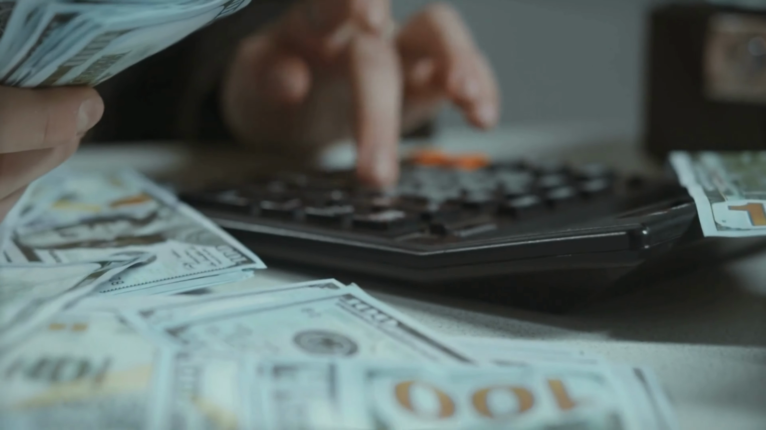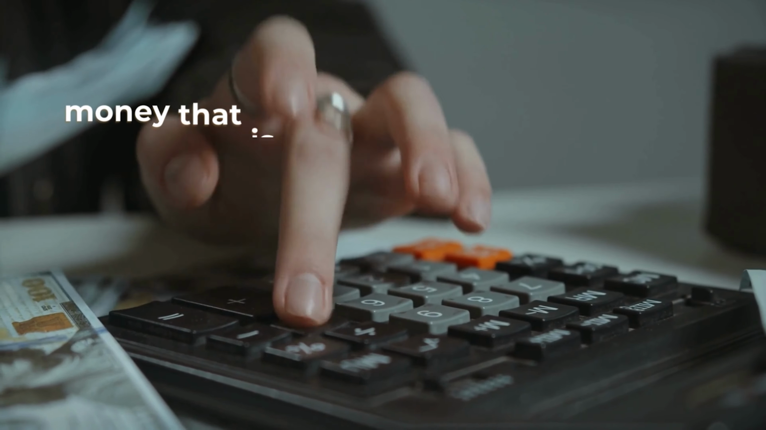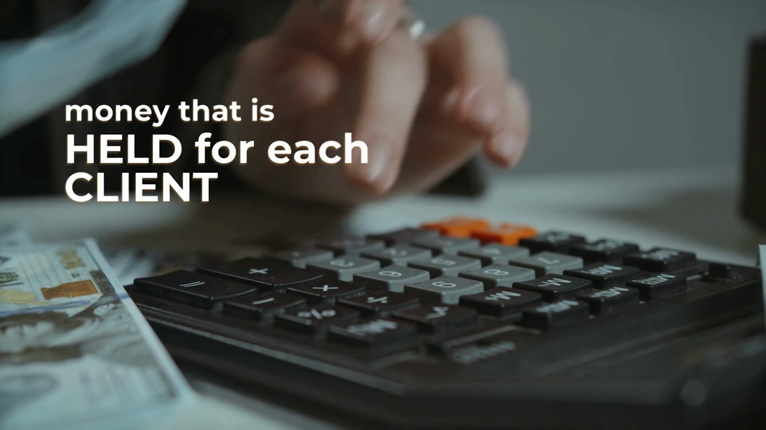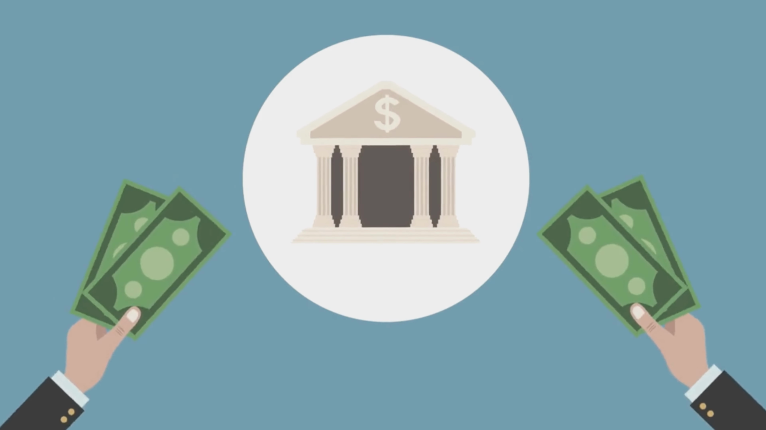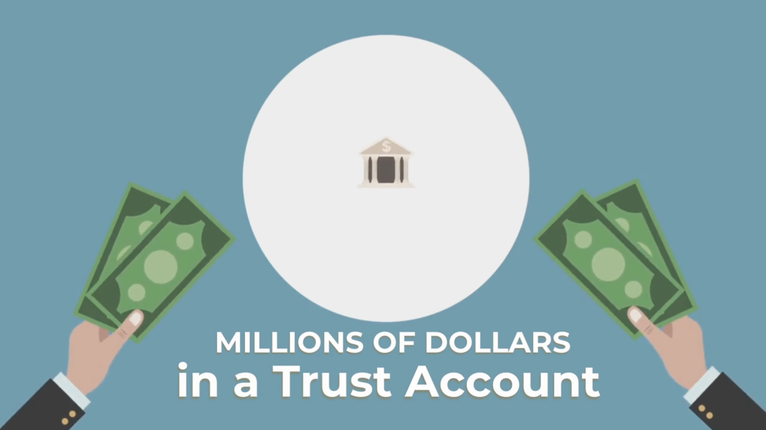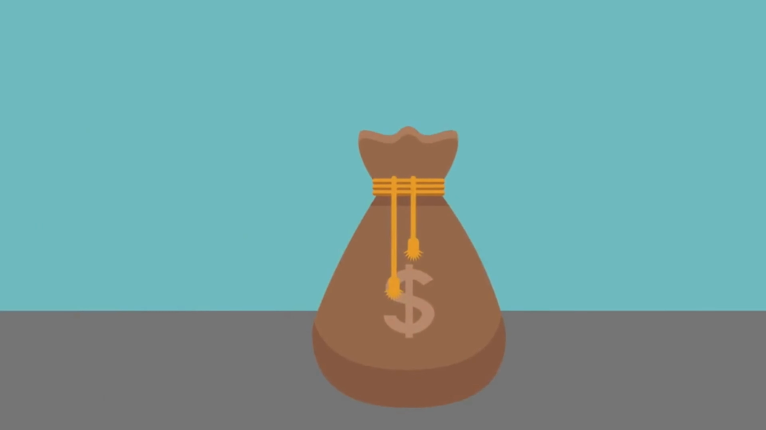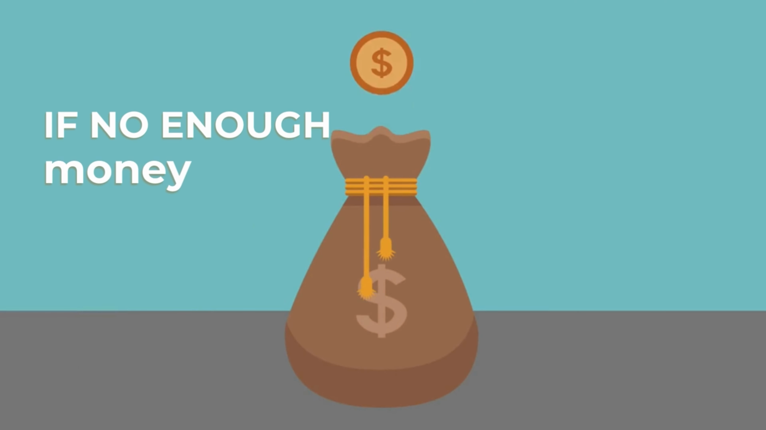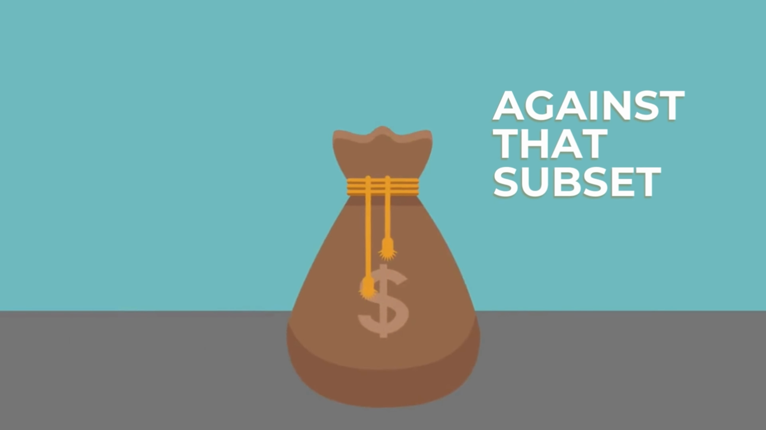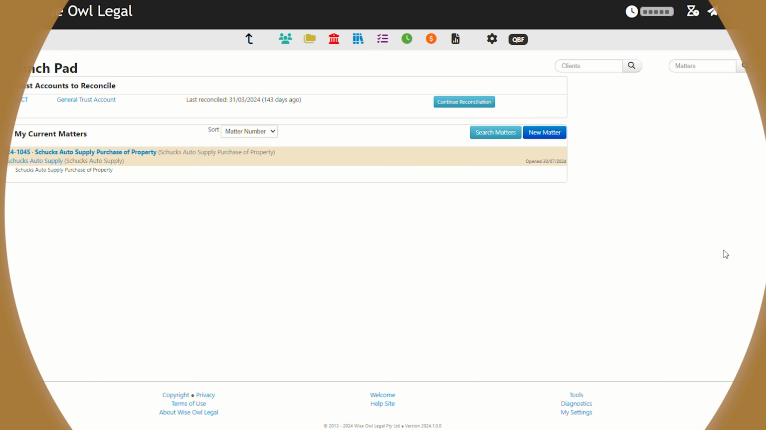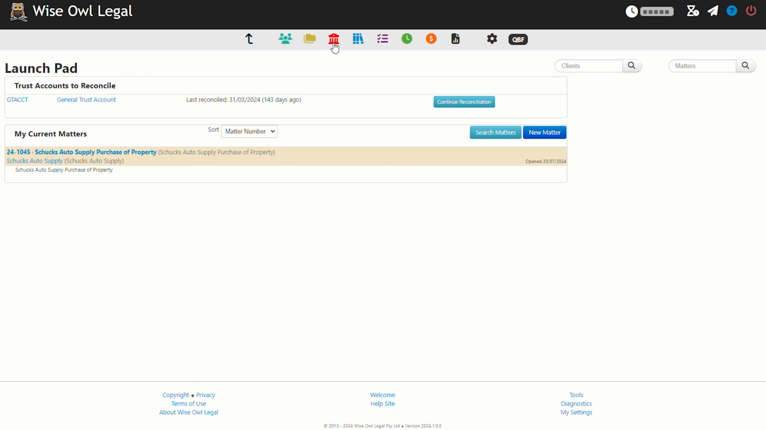And one of those rules is that each pot of money that is held for each client is like its own separate bank account that can't be overdrawn. And this is why trust accounts get so complex, because you can have millions of dollars in a trust account, but if client Joe Bloggs doesn't have enough money for his transaction, then you can't draw against that subset of that trust bank account. So let's jump in and have a look at the trust account module.